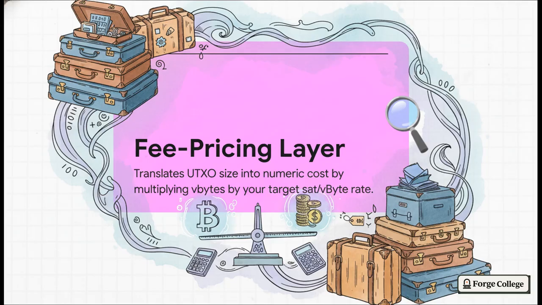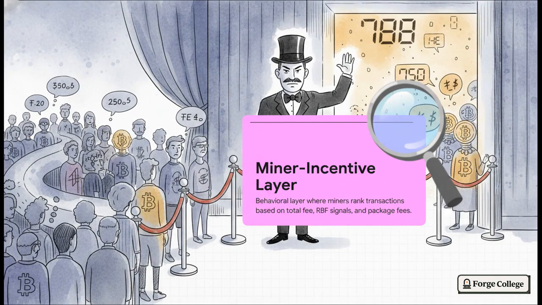It's like dragging your heavy bag up to the airline counter, heaving it onto the scale, and waiting to see exactly how much they're going to charge you to put it on the plane. Except, in Bitcoin, you actually have the power to negotiate that rate, depending on how fast you want to fly. Pretty cool, right? Then, at the very top, we've got the miner incentive layer.